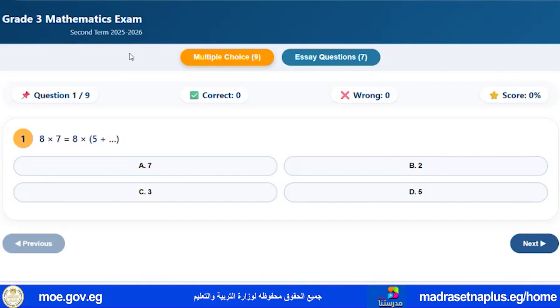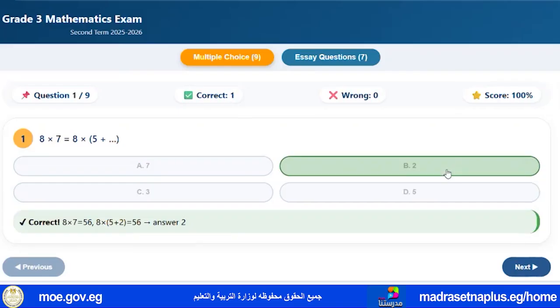Question number 1, 8 times 7. This is a multiplication process. It equals 8 times 5 plus what? This is called the distributive property. That means what? We can split either number, we can split 8 or we can split 7. In our example, we split 7 into 5 and 2. That means 7 equals 5 and 2. This is the right answer.